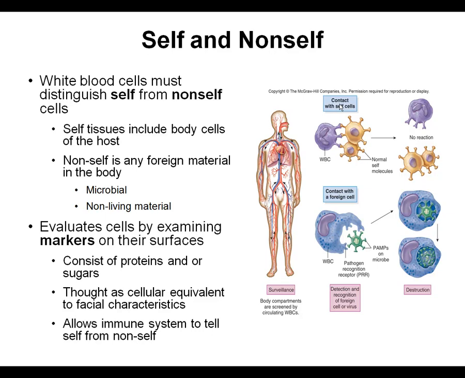Your book talks about it as kind of the equivalent of facial characteristics. These facial characteristics are how I would recognize you. If somebody hides your face and I only see your body, I might have a difficult time recognizing who you are. But if they cover your body and just show your face, I'm going to know exactly who you are. So this is the way that the white blood cells recognize self from non-self, by these surface markers. This allows the immune system to function correctly and not destroy self tissues, and only destroy non-self or foreign tissues.